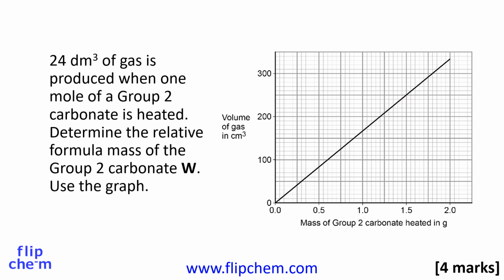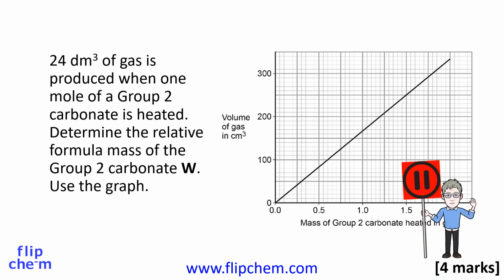Here's the next part of the question. 24 decimeters cubed of a gas is produced when 1 mole of a Group 2 carbonate is heated. Determine the relative formula mass of the Group 2 carbonate W. Use the graph.